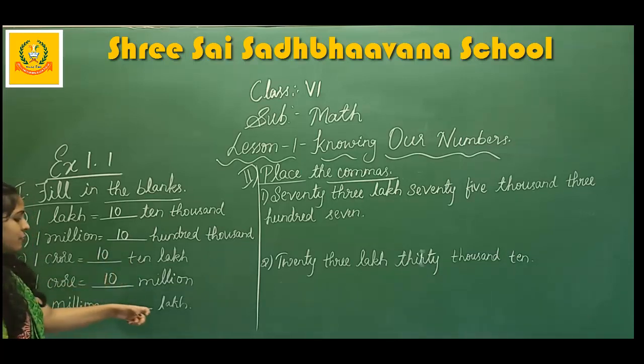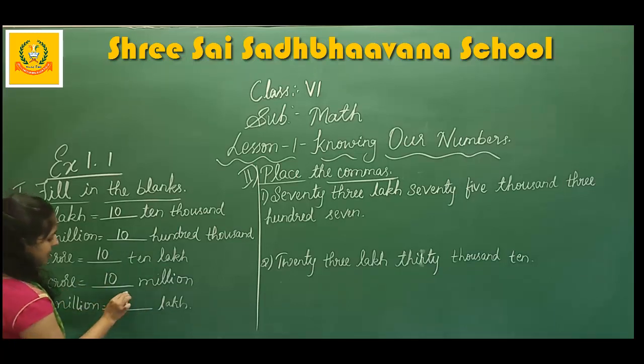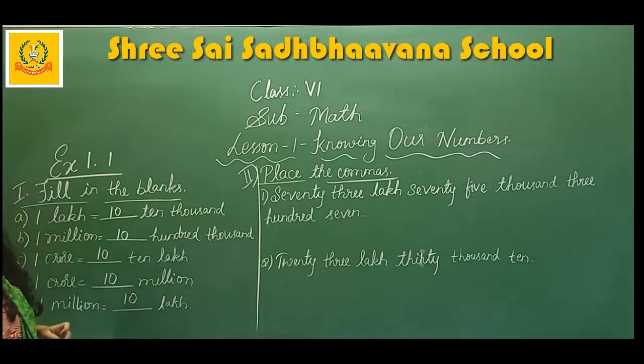1 million is equal to dash lakh. In 1 million, how many lakhs are there? There are 10 lakhs. So this is about the fill in the blanks. I hope you understood. This is already known to you, but still recall it once. Okay? Move on to the next one.